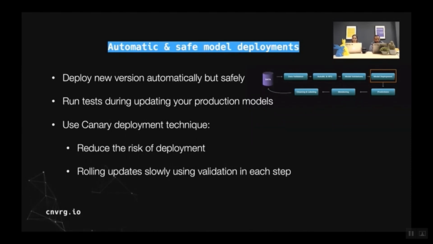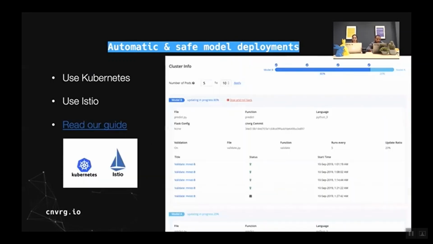Now, if something bad is happening during the model deployment, it will roll back to the previous model, the model that was good, that was working well in production. So we really recommend using canary deployment, canary release. It's a term that came from software development and can also be used in machine learning.